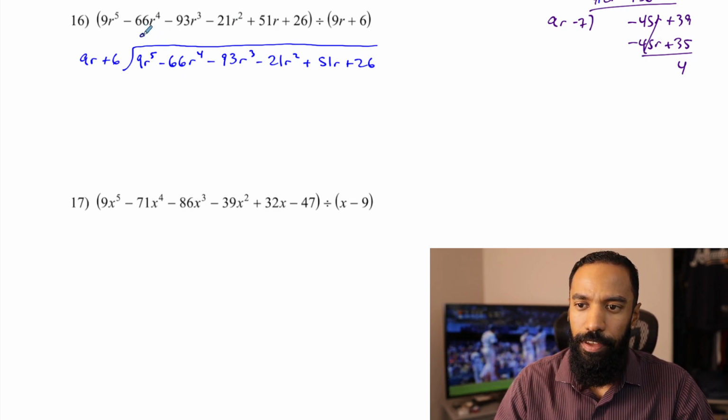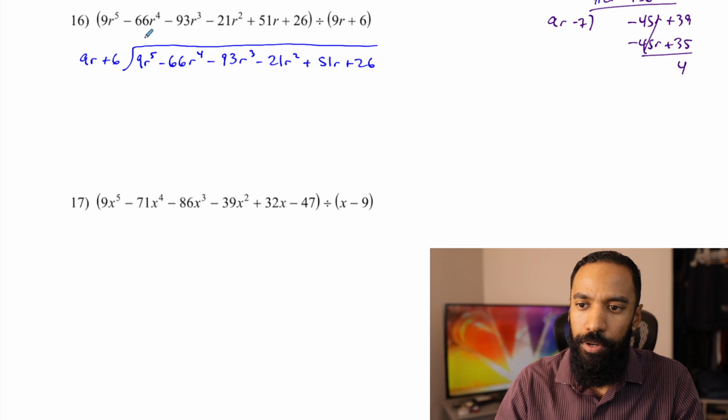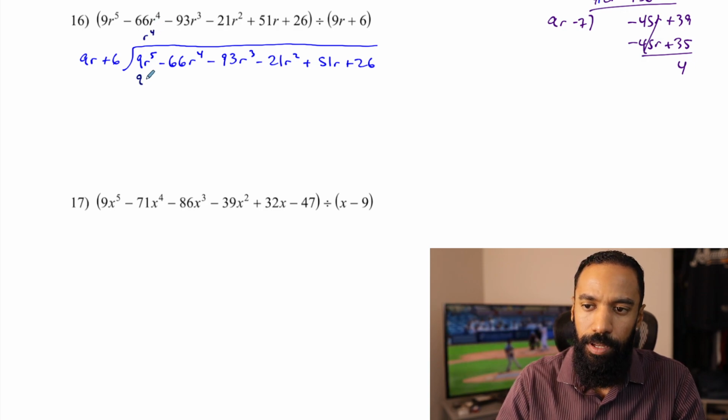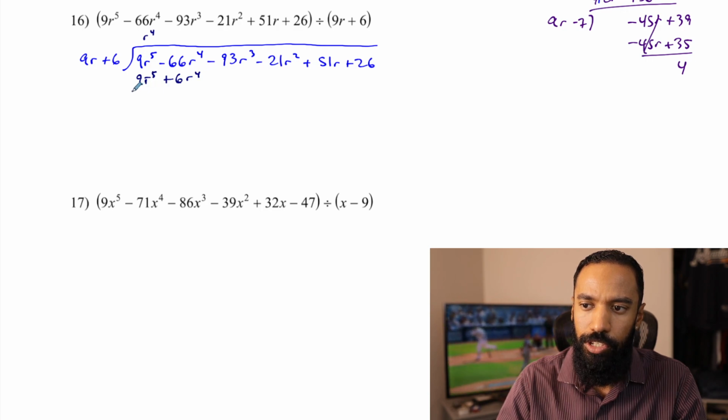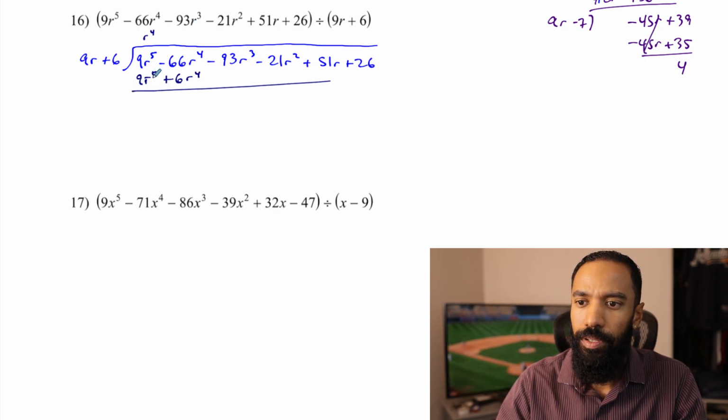9r goes 9r to the 5th. Not 9, r to the 4th times right here, kind of like last time. 9r to the 5th. 6 times r to the 4th is 6r to the 4th. Subtract, you get the deal.